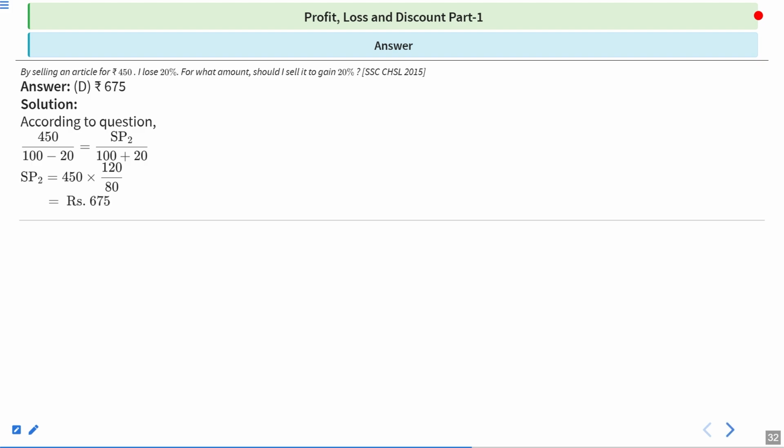So when we simplify it, we get the next selling price, which is 675 rupees. So this is the correct answer. Next one.